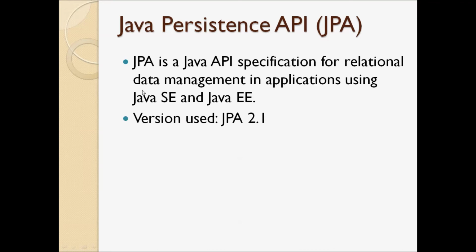As of now, the latest version of the JPA specification is 2.2. However, in this project, we use JPA version 2.1.